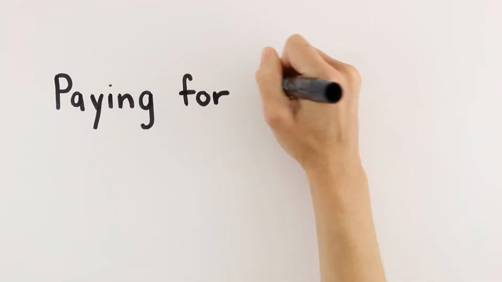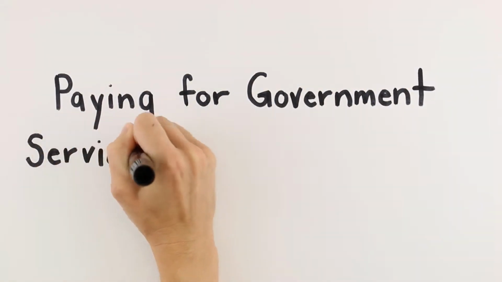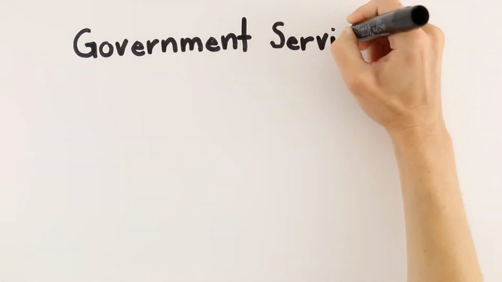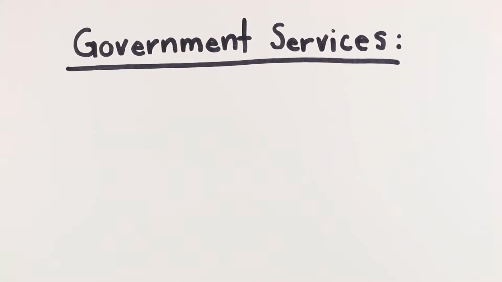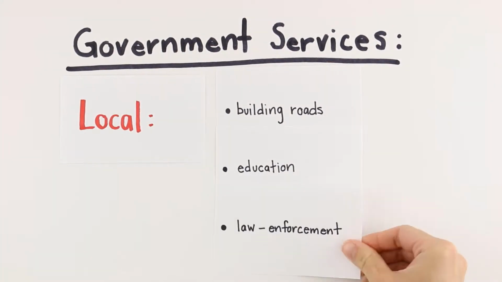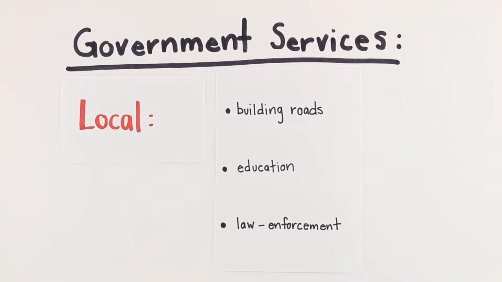Today we will learn about how we pay for government services with tax money. The government provides a wide variety of services to its citizens. At the local level, these services include building roads, education, and law enforcement.